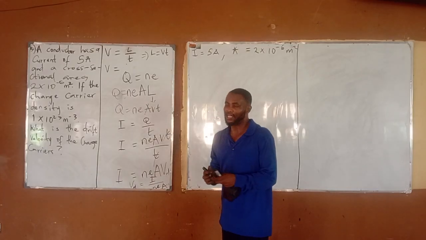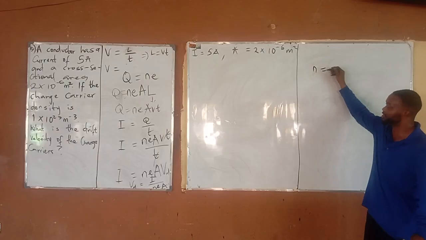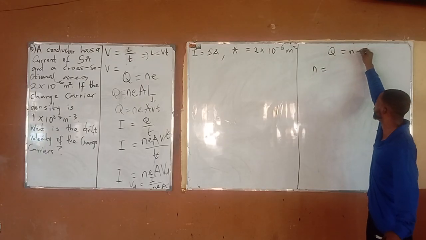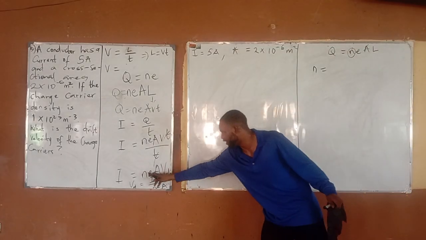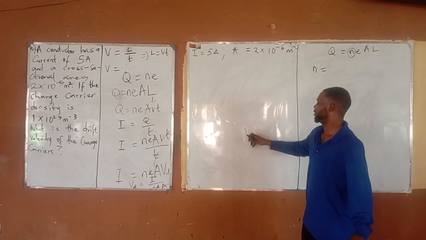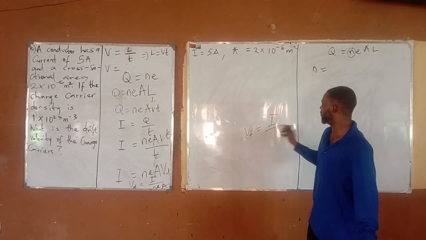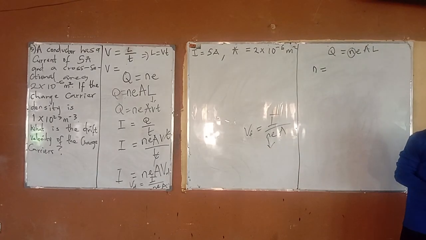I told you that you can call it n e, and I told you there are several names for this n e. That is under Q equals n e A l. I told you that this n e, which is what you have here, is from v d equals current over n e A. If they don't give it to you in the question as charge carrier density, you know that you are going to solve for it. In that case, I gave you a formula you used to solve for it in our last class. I will not do it again.